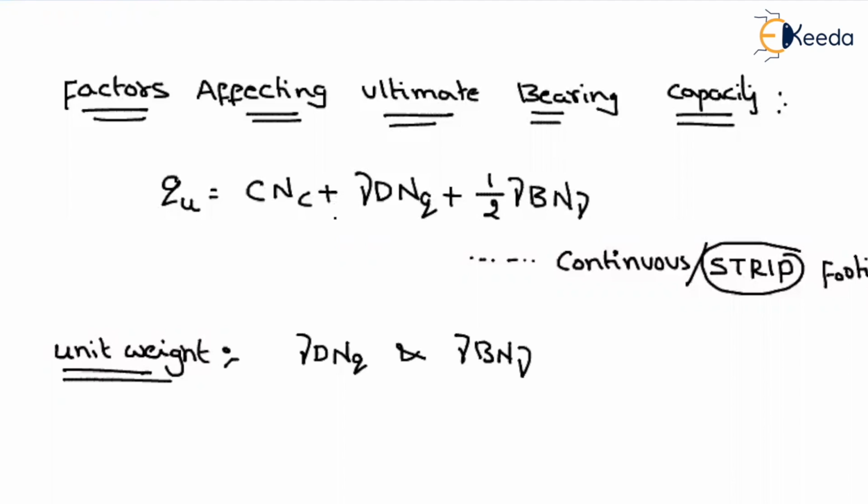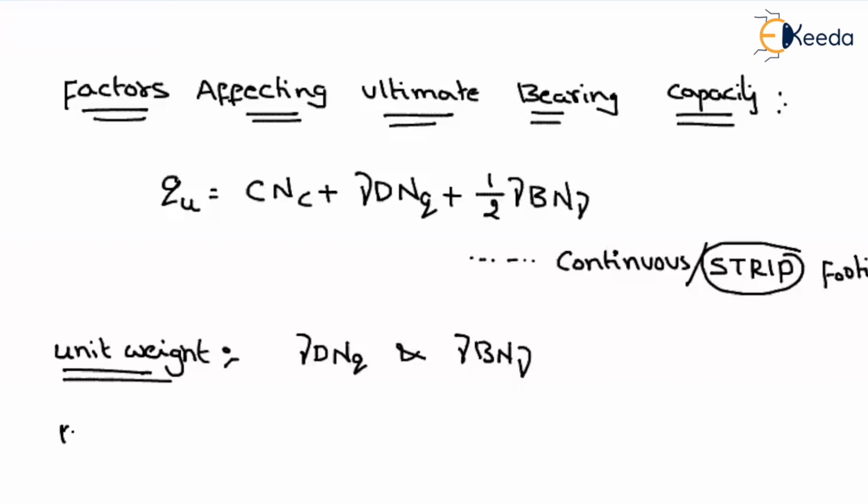Suppose you have a soil under submerged condition, then what will happen? Instead of taking the unit weight, we will consider the submerged unit weight. So how will we find the submerged unit weight? We will subtract the 9.81 kilonewton per meter cube. That means if the water table is present at the site, because of that our weight density will decrease. If your weight density decreases, then your ultimate bearing capacity will also decrease. Okay, so this is the effect of unit weight on the ultimate bearing capacity.